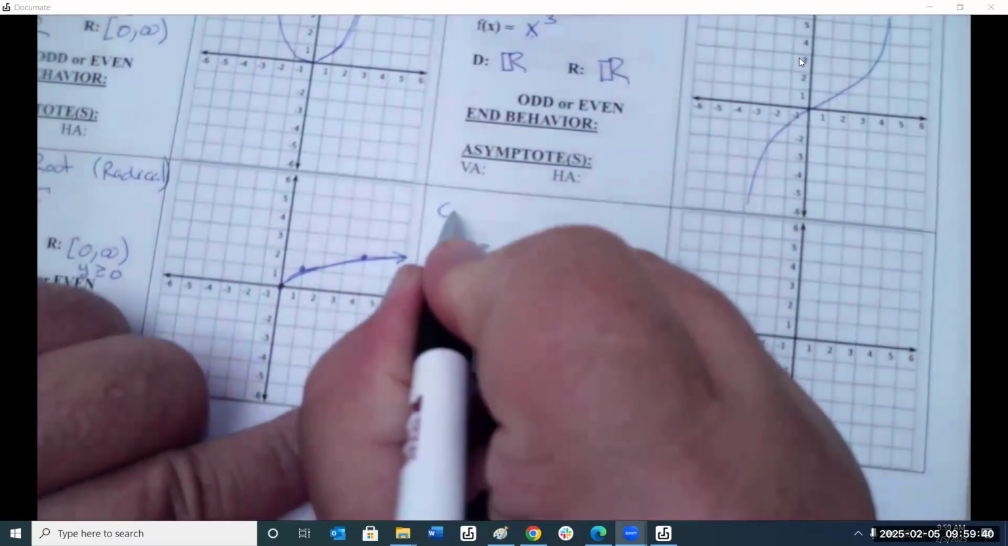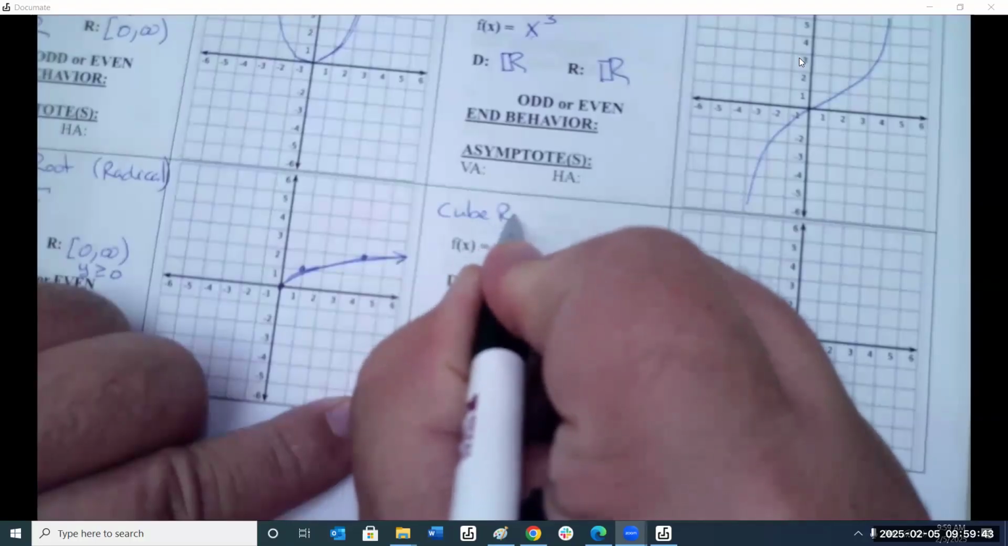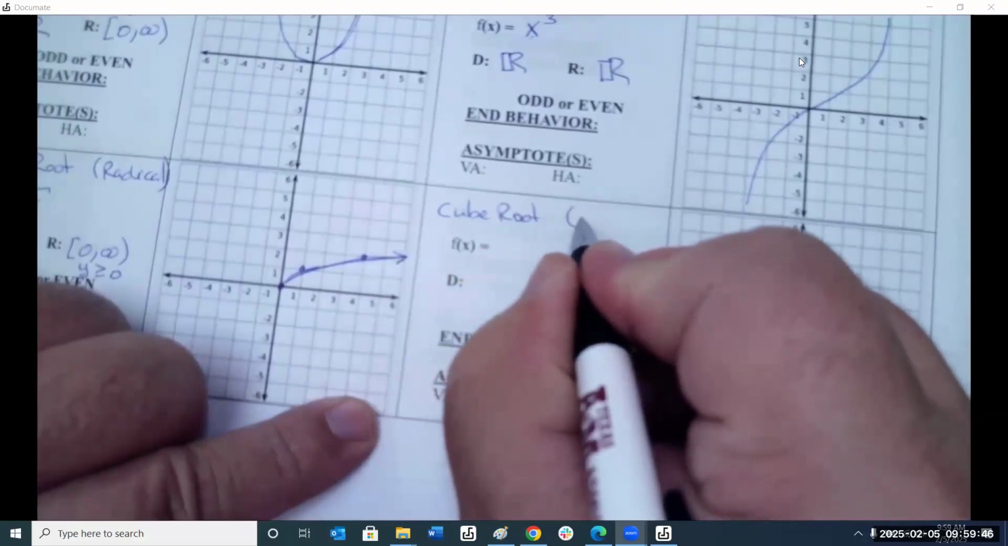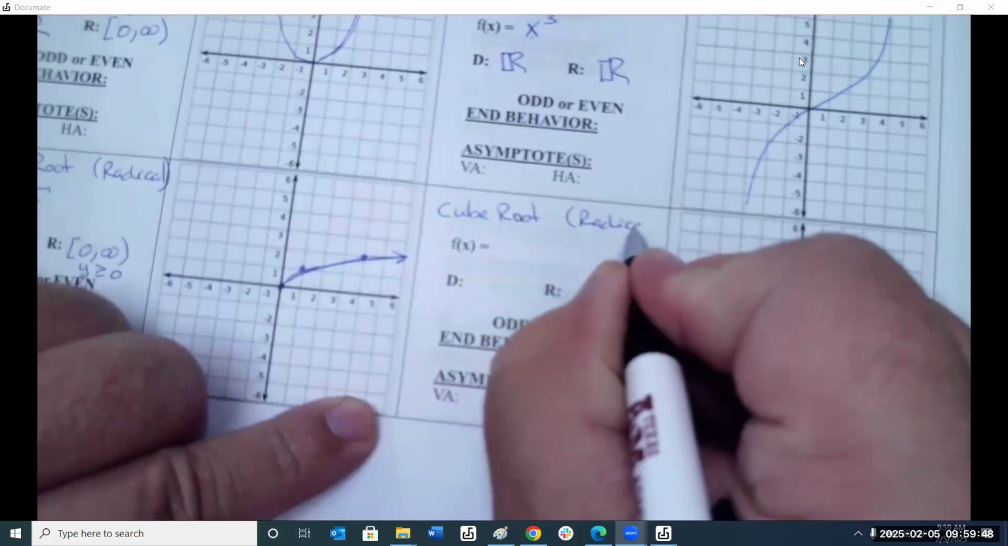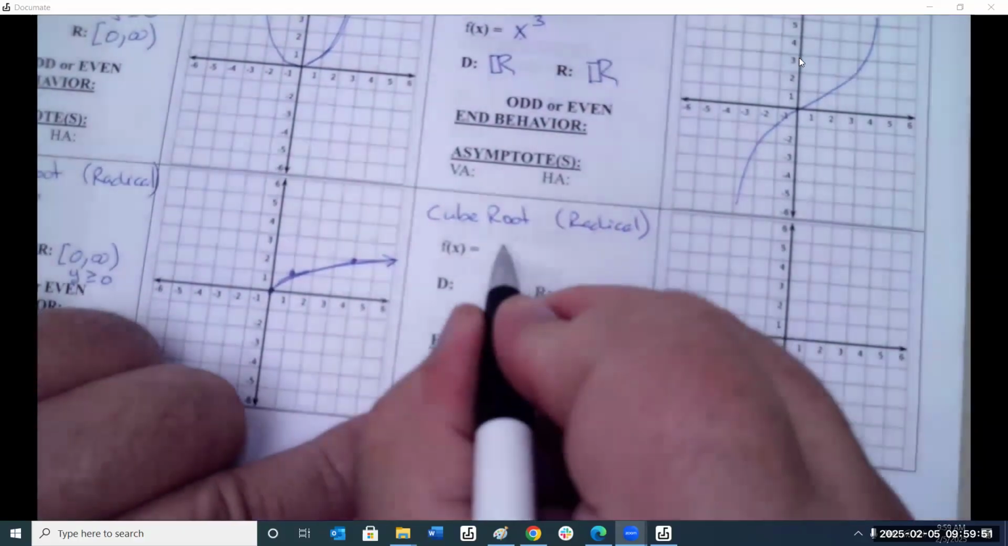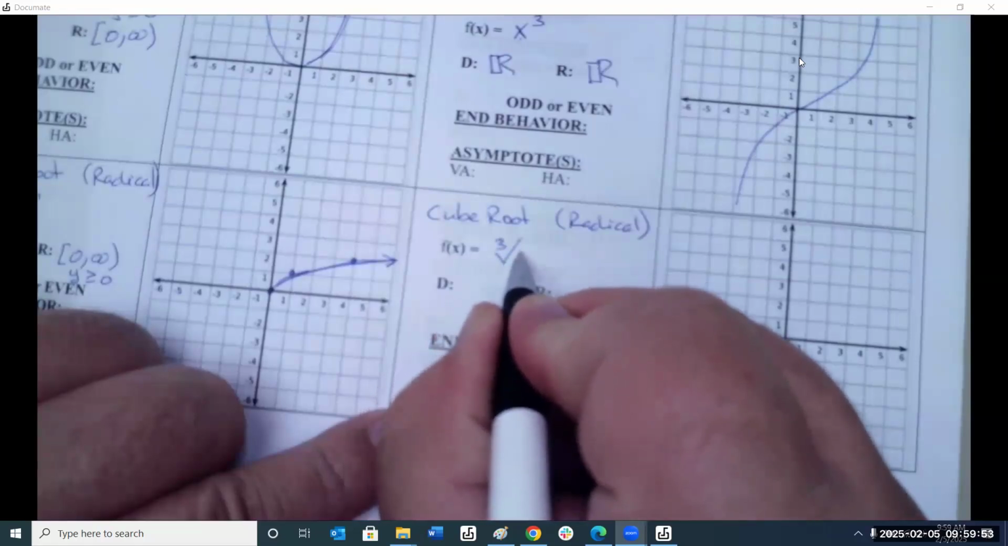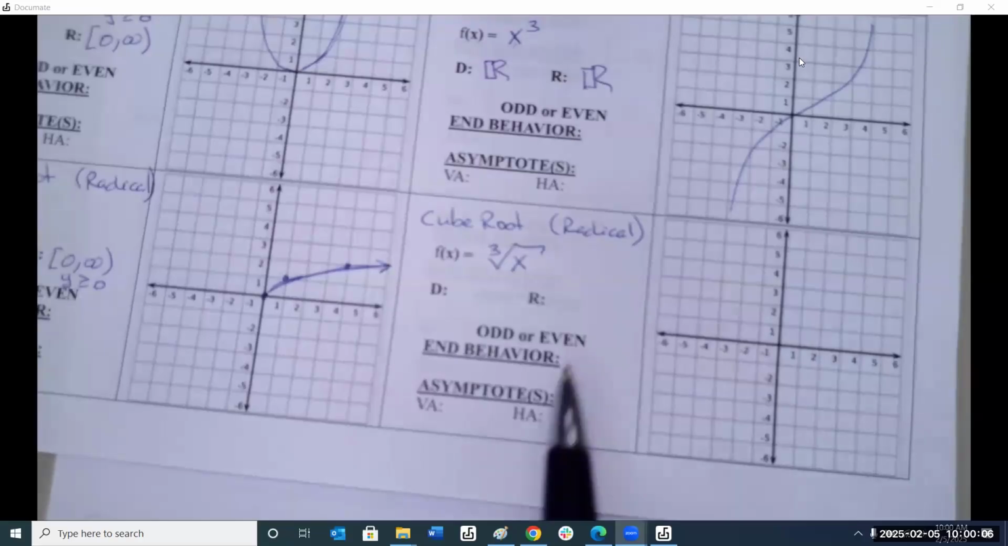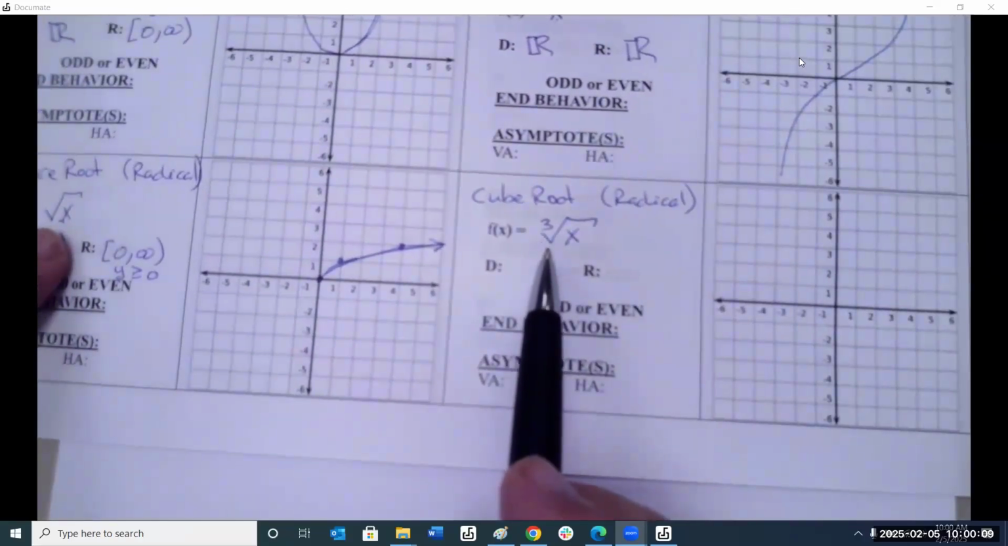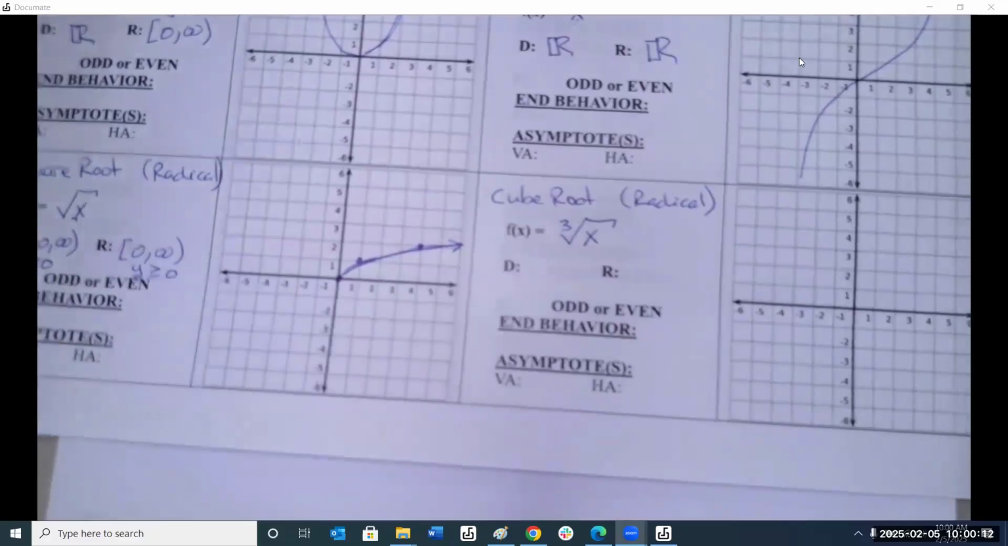Then we have the cube root, also a radical. Let me explain to you the difference between these two. Why they call it a cube root, why they call it a square root. Let's look at radicals.